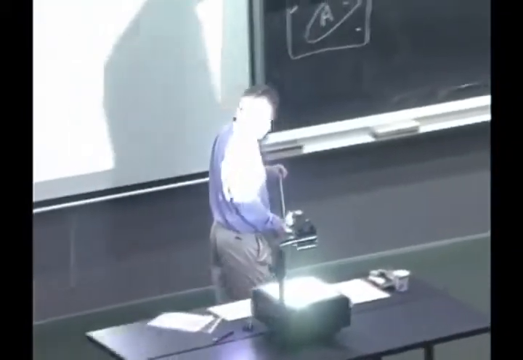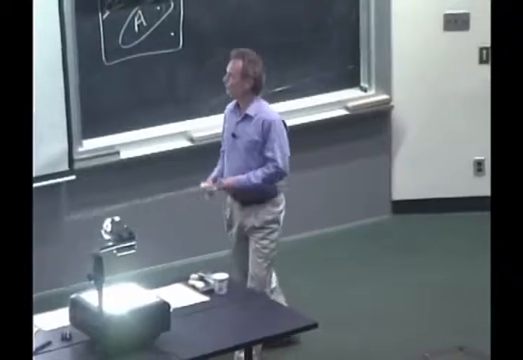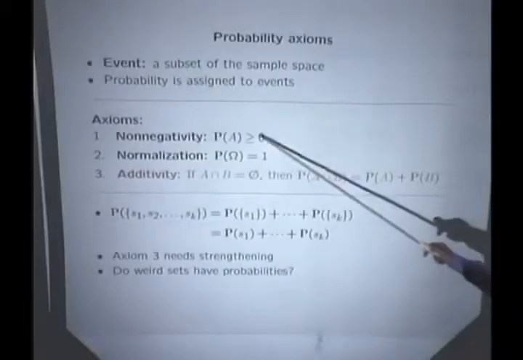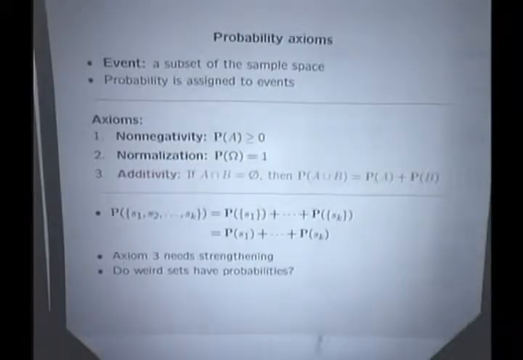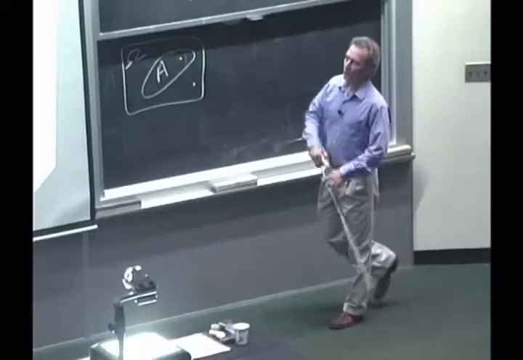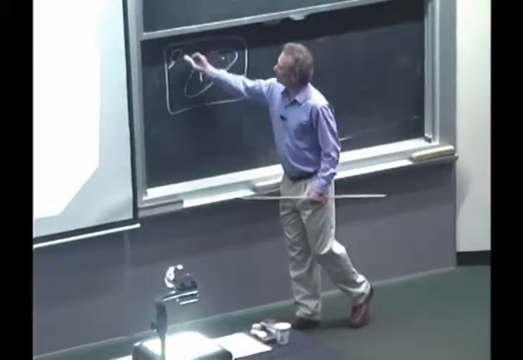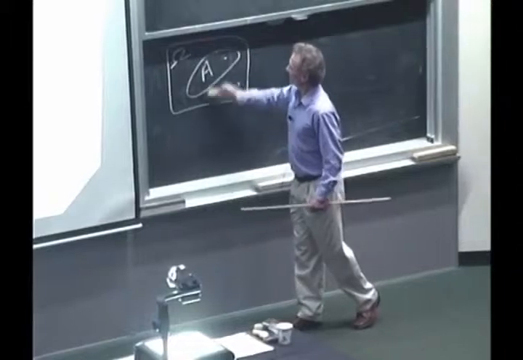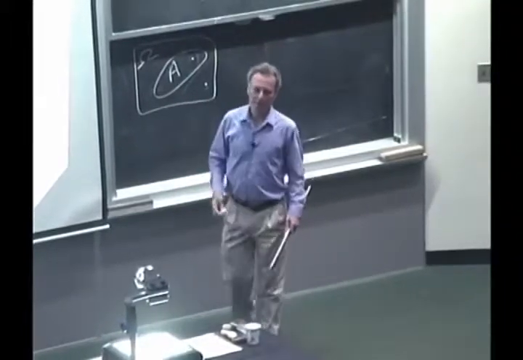First, probabilities should be non-negative. That's our convention. We want probabilities to be numbers between 0 and 1, so they should certainly be non-negative. The probability that event A occurs should be a non-negative number. What's the second axiom? The probability of the entire sample space is equal to 1.